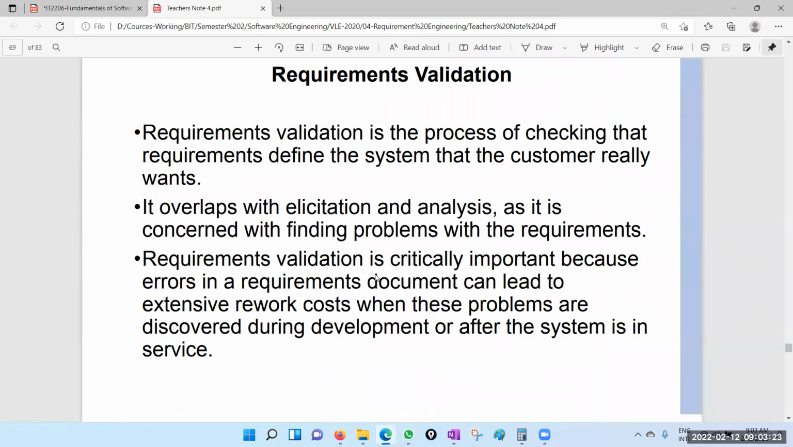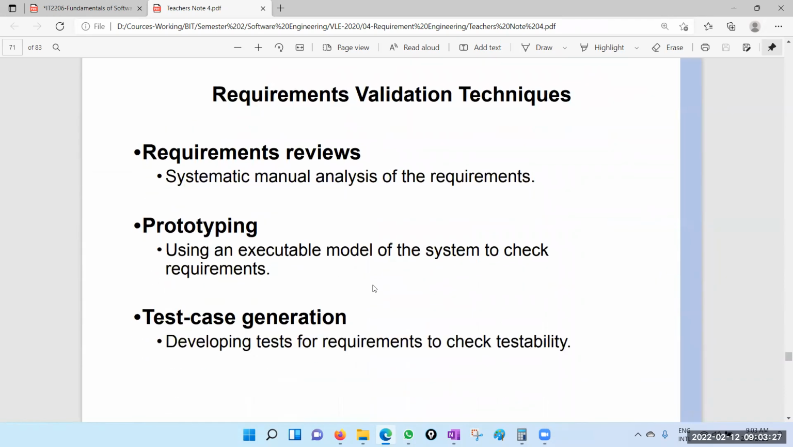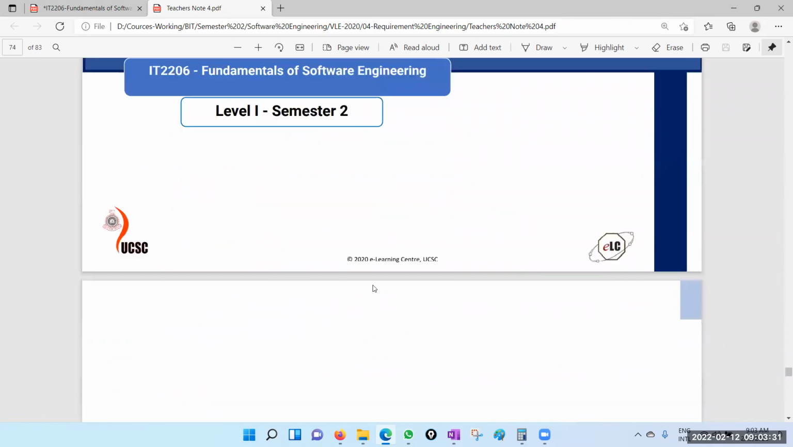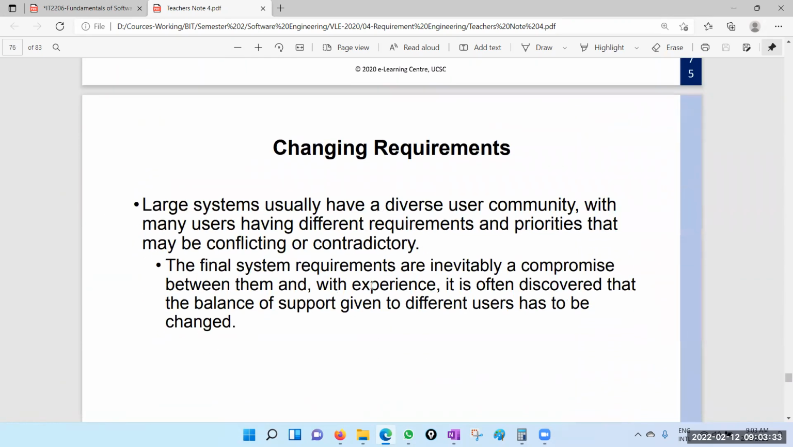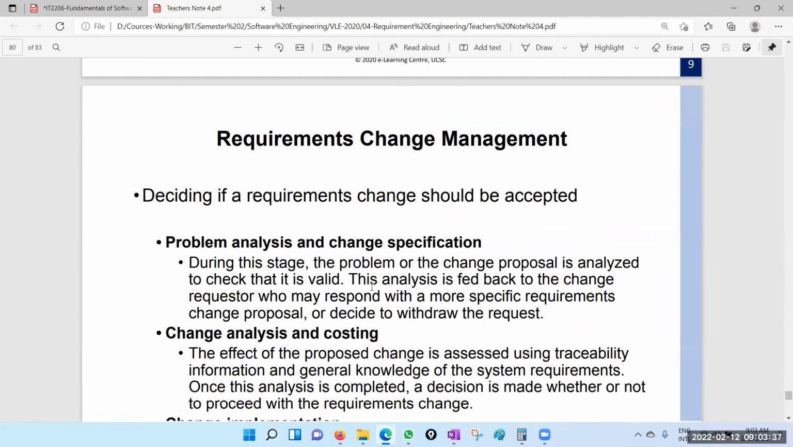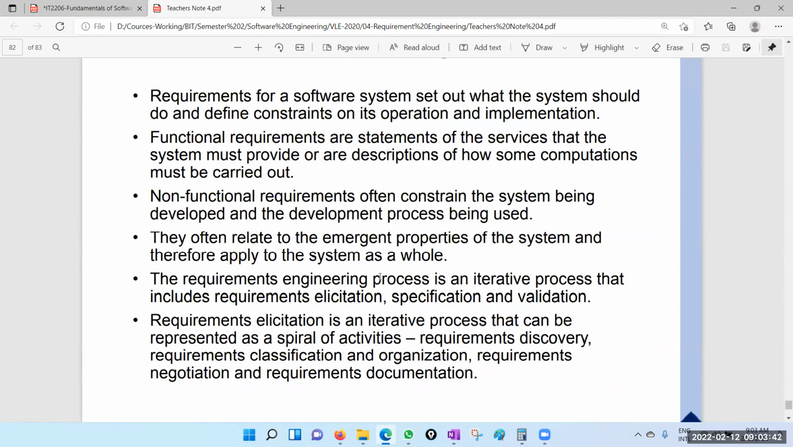And finally the validation, where we have to check whether we have done it properly, right? Reviews, review checks, and how to manage the changes. Right? Requirement evolution. So now you should be in a good position to understand the content. Understand the content, not memorize.